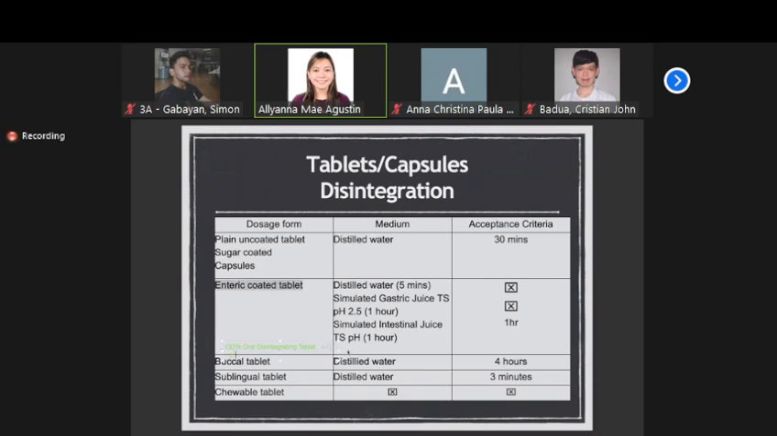So, what is the benefit of this? With this type of dosage form, you can take it without drinking water. You can make sure that the patient swallows the drug.